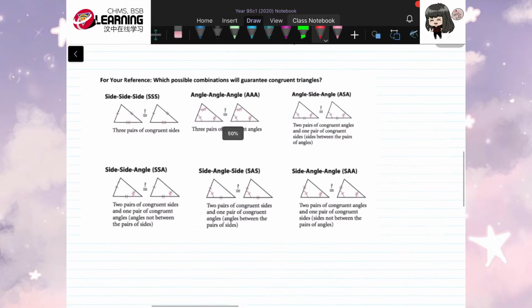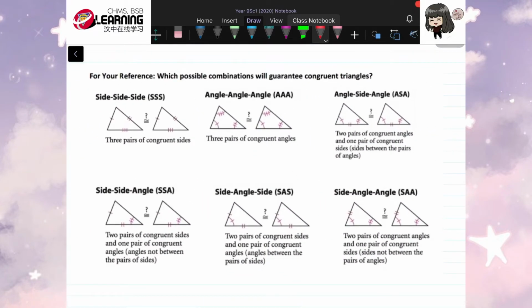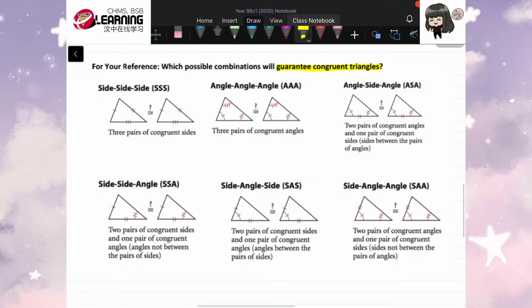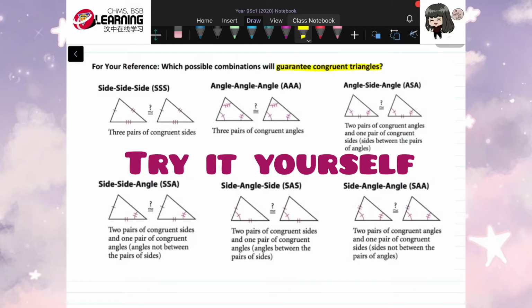Okay, now let's look at this. Let's recap. Which possible combinations will guarantee congruent triangles? You look at here, these six pairs of triangles. I want you to pause the video and try to think back whether they are congruent triangles or not according to the given SSS, AAS, A. Try to recall again whether you can use this to prove that they are congruent triangles. I give you time to think. You can pause the video and think of whether SSS can be congruent triangles or not. You can look back at your notes.